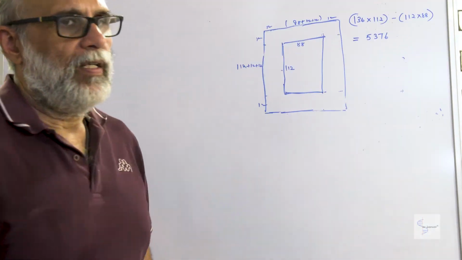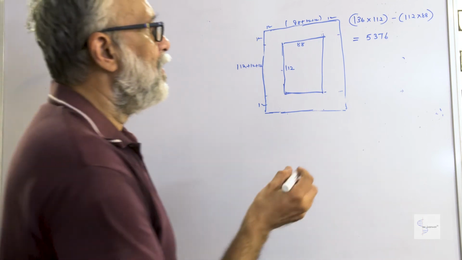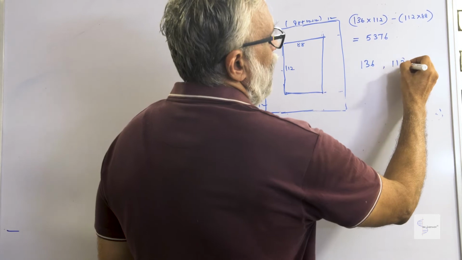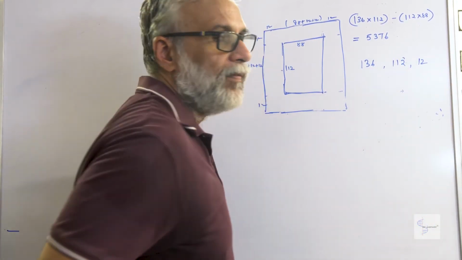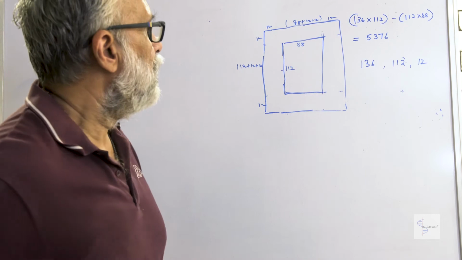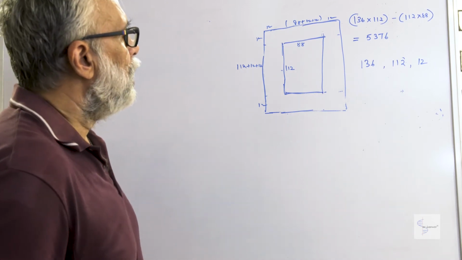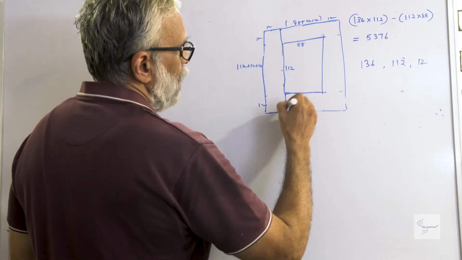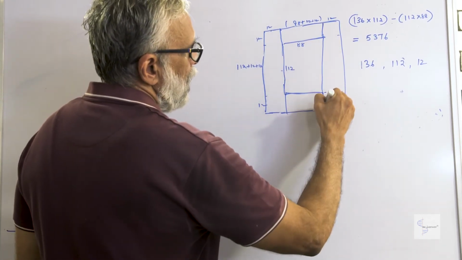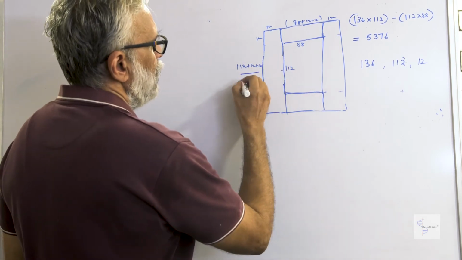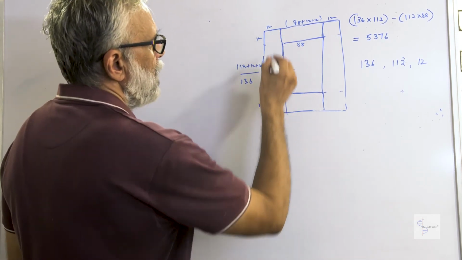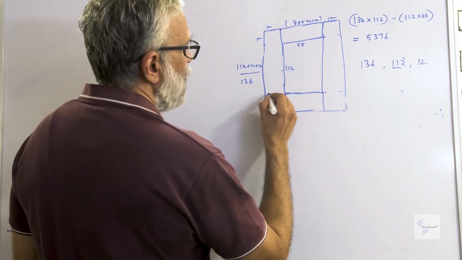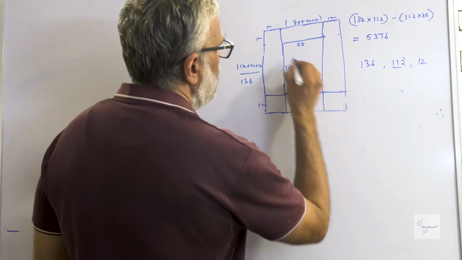Now let's see what if the outer dimensions are given. In this case it is 136 and 112 and the path size of 12 is given. How do we approach this problem? So again I'll do the same thing. I'm going to draw here. This represents 136. The entire thing represents 136 and this 112 is represented by here.